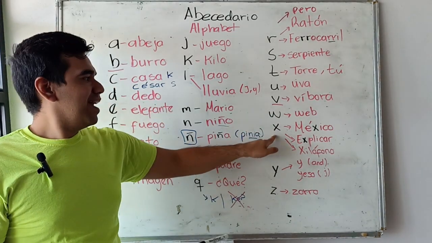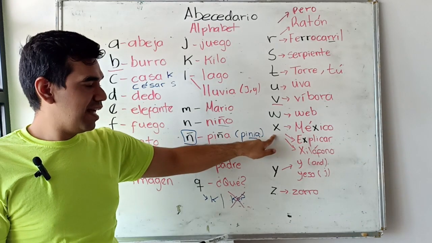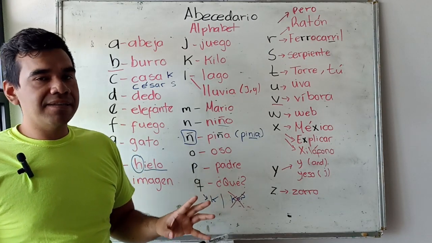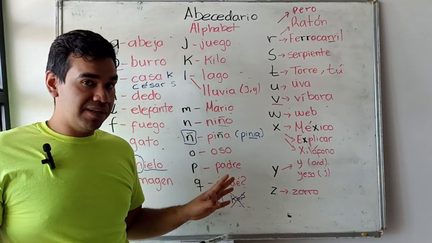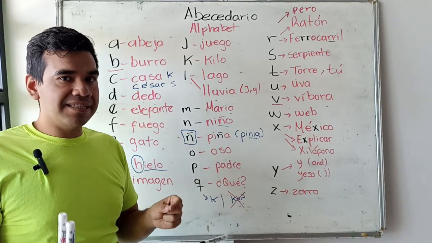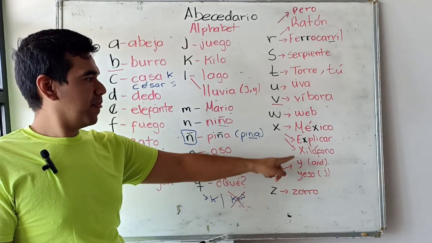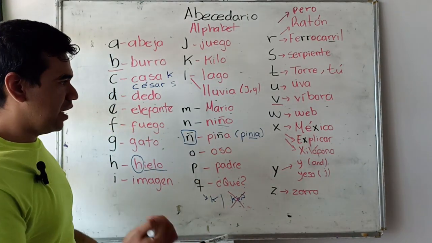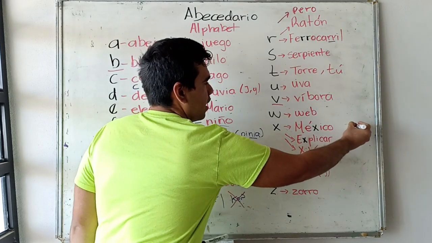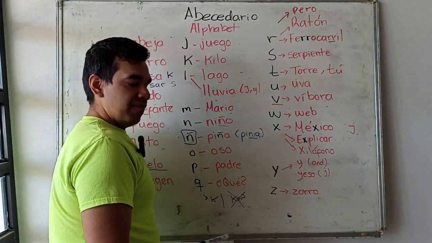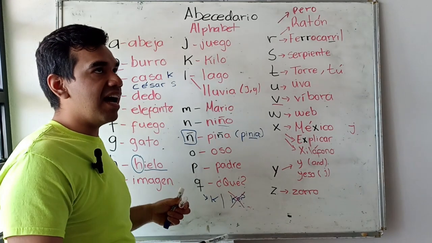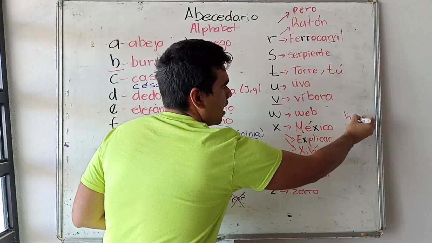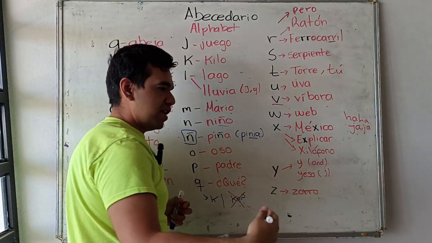Now here, X. Depending on how you use the letter X, it's going to sound different. In a word, if it is in the middle, it's going to sound like a J. Like ja, ja, ja, ja. For instance, ja, ja is how we express laughter.